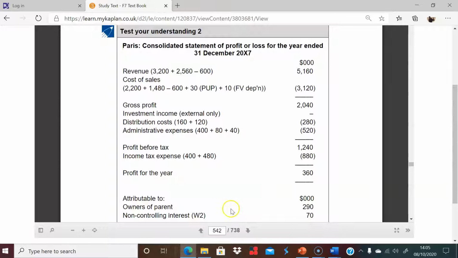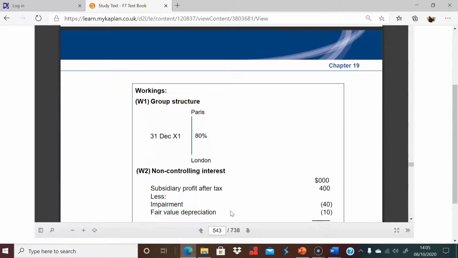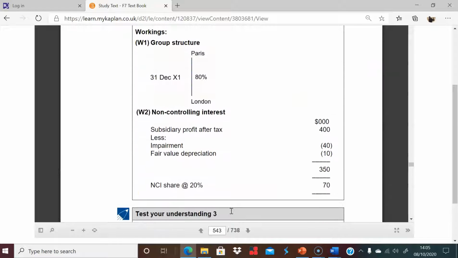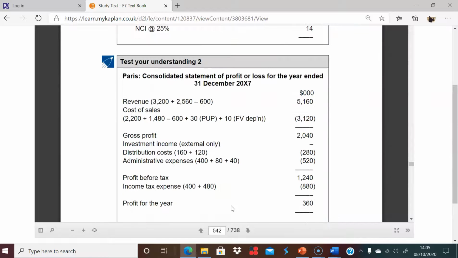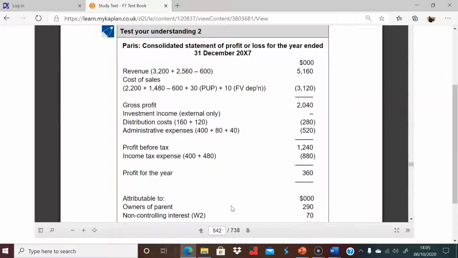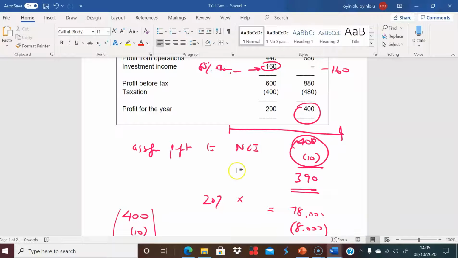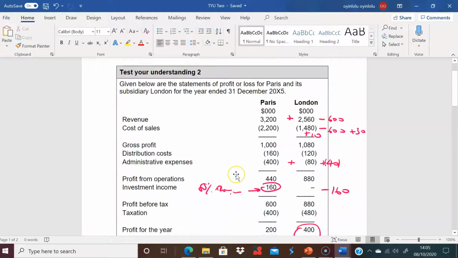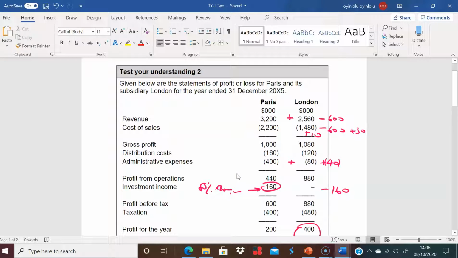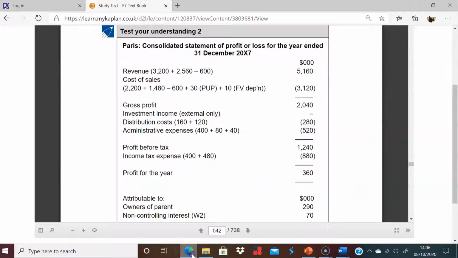I believe, yes. So here I have this, and let me just go back to my page. This is my page, right? So let's just walk through this and compare it to the answers. So I have 3,200 plus 2,500 minus 600. Let's check the answers. You have it there, 3,200 plus 2,560 minus 600.